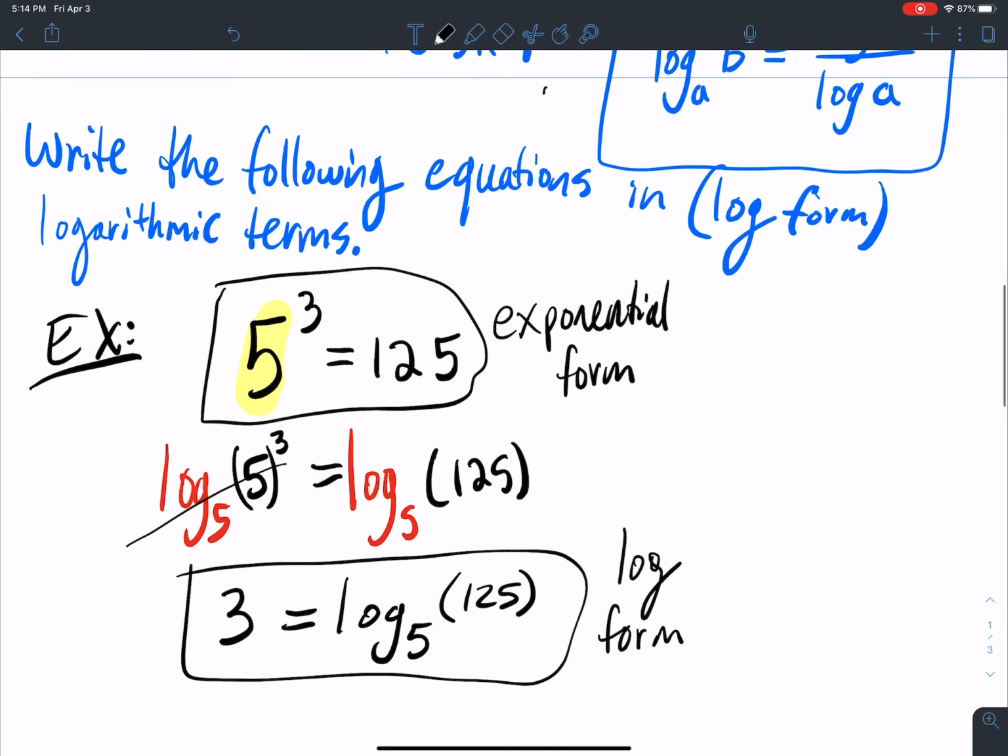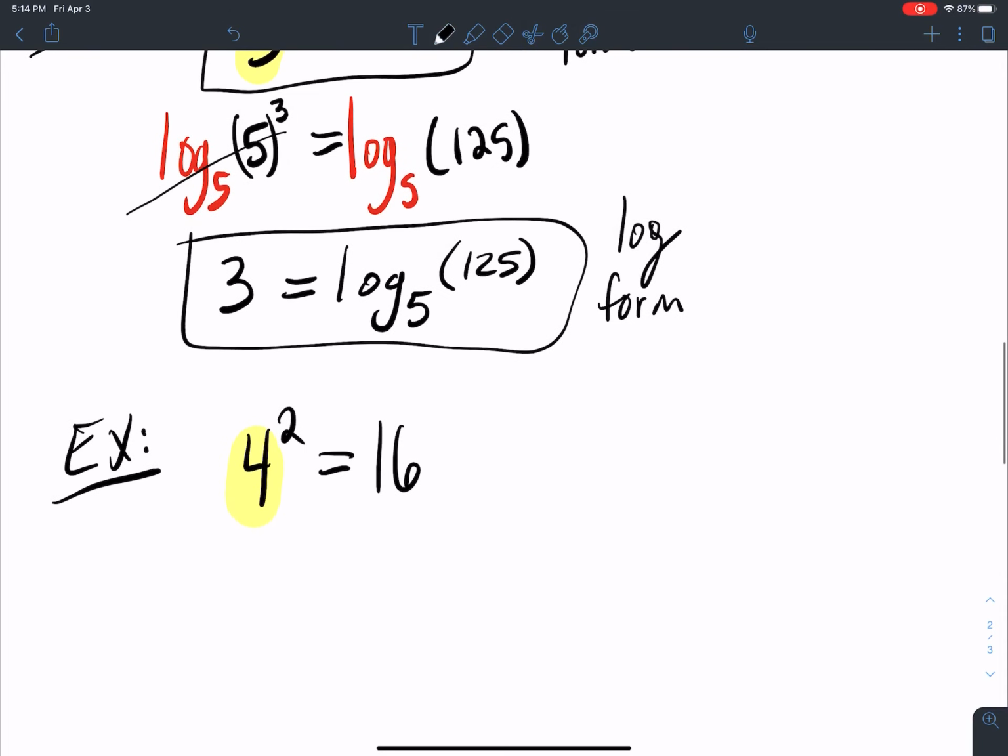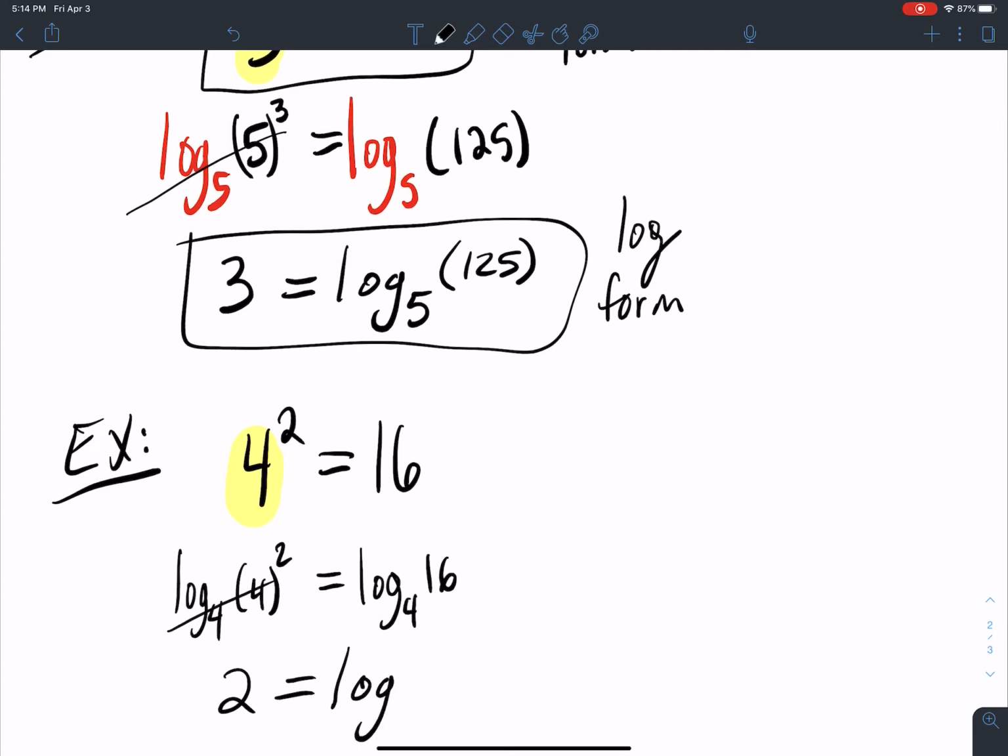Okay, so we're trying to put an exponential form into a log form. Let's do another one. 4 squared equals 16. Let's put it into log form. How do I do that? I look at the base. What's my base? My base here is 4. So what I'm going to do is log base 4 both sides. So I log base 4 and I log base 4. Those cancel and I get 2 equals log base 4 of 16.